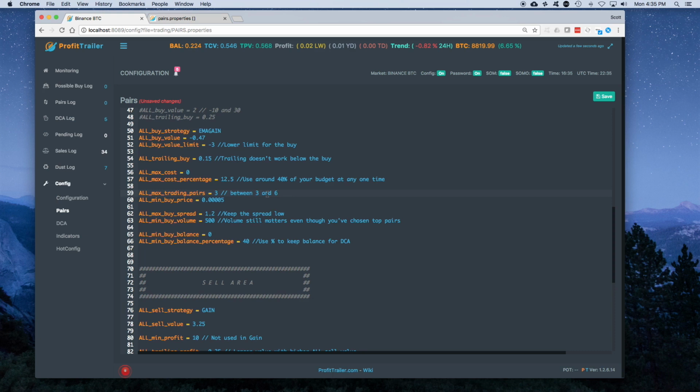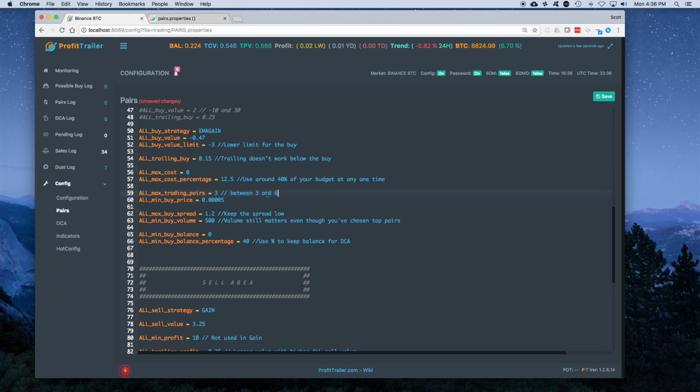Again, we talked about the spread earlier. Keeping the spread low and tight keeps you from buying coins when they're crashing or when they're spiking. Max buy spread: if the difference between the bid and the ask is more than 1.2%, then don't buy it. If it's a high spread, that means the coin is going down very quickly, potentially, and you don't want it. So wait till it's more stable before you pick it up.